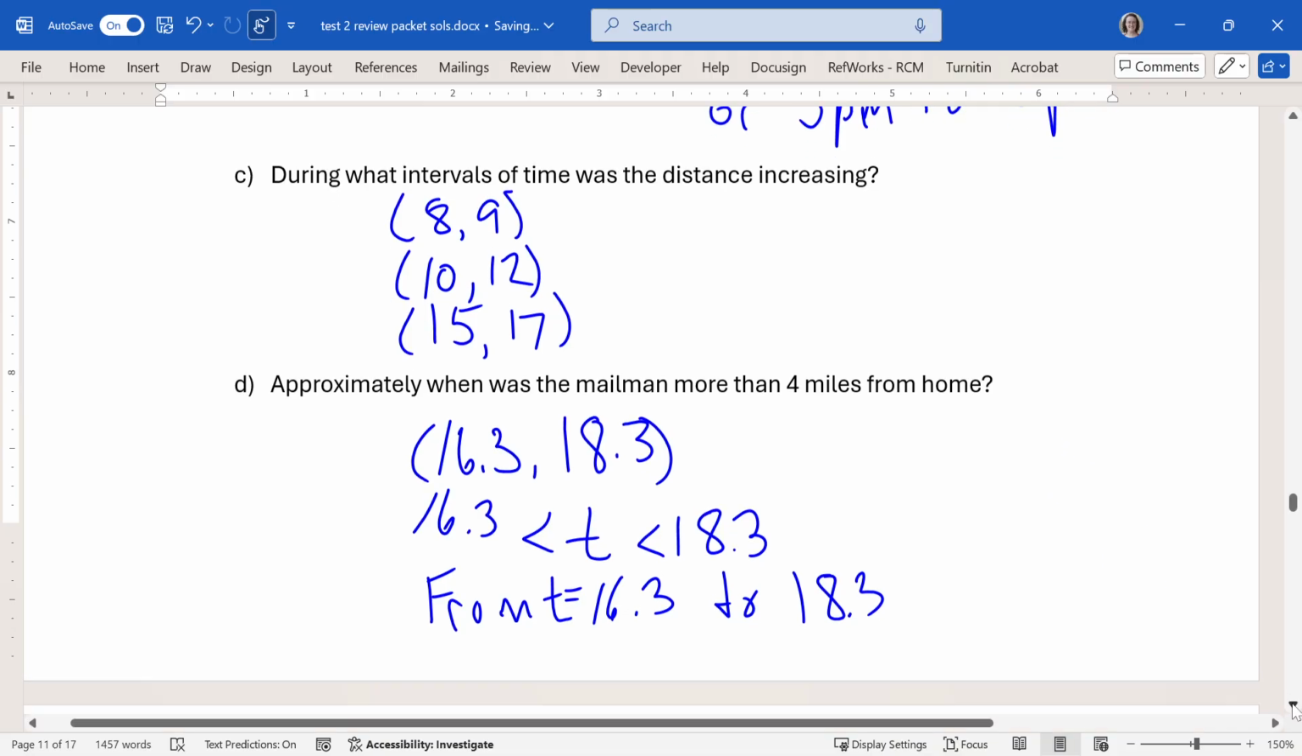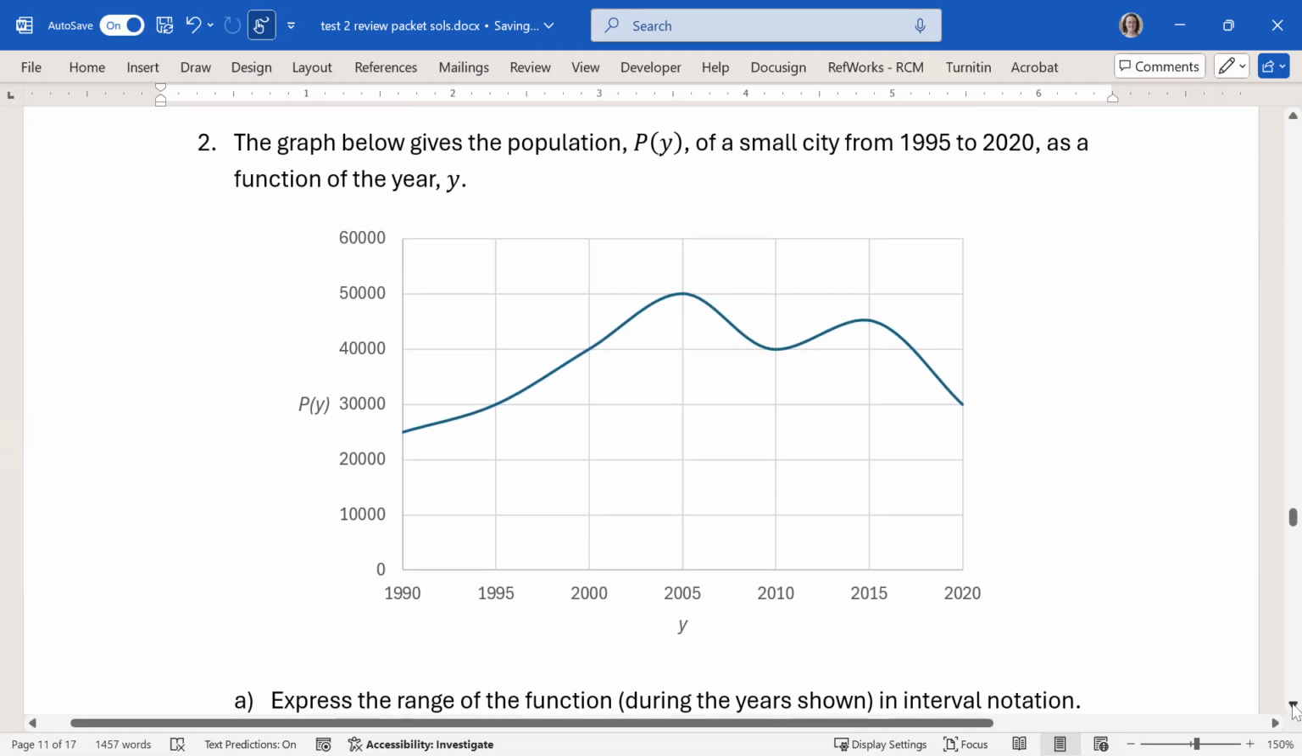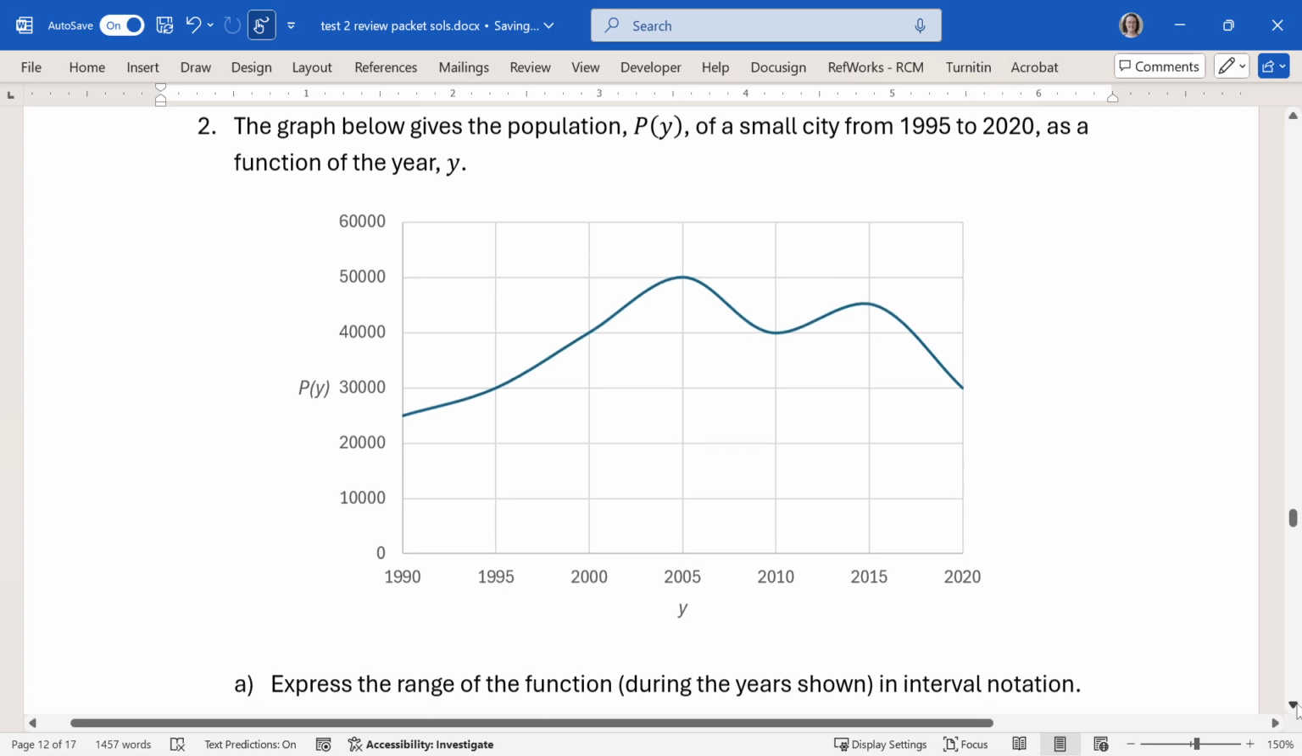All right, let's look at another problem. The graph below gives the population P of Y of a small city from 1995 to 2020 as a function of the year Y. Okay, so Y is actually our X variable, which is a little bit weird, but it's just a letter. So first question, express the range of the function during the years shown in interval notation.